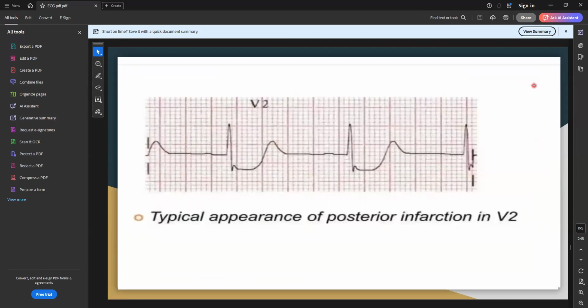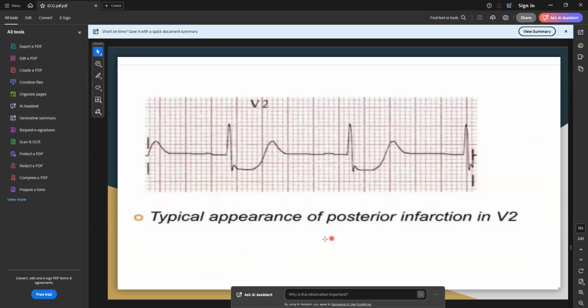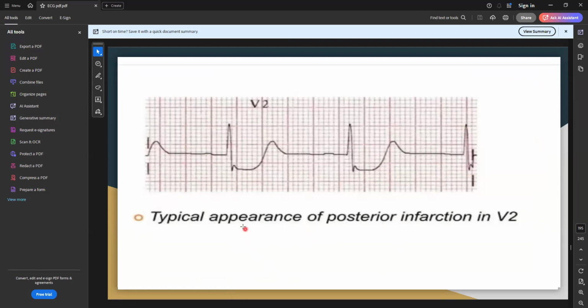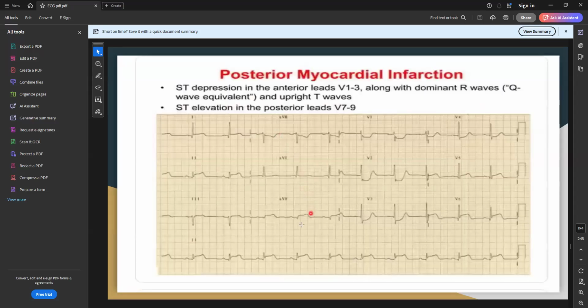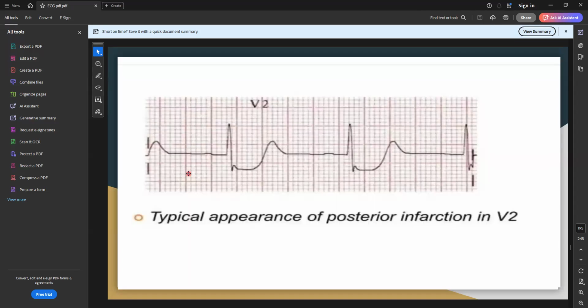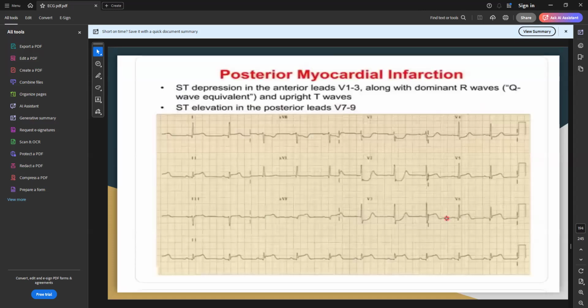I will show you the typical appearance of T wave and ST segment depression in lead 2. See, lead 2 also shows it in the posterior wall infarction. See, this is V2. How you can see the ST depression? This is lead 2. This is the ST depression.